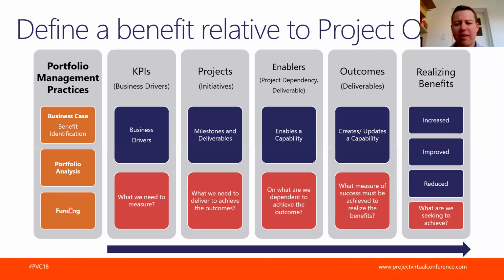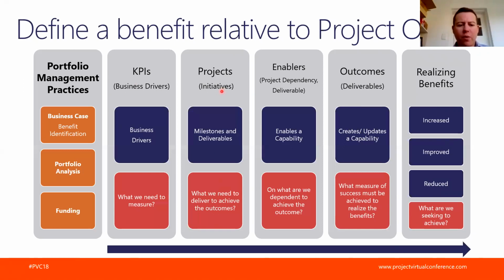So how it translates into Project Online, right? So in Project Online, we have KPIs or so-called business drivers. So this is what we want to measure: the business drivers against the benefits. So we want to check that the benefit really sticks to business drivers. Once those business drivers have been selected, the project has been selected using those business drivers, we'll have some projects.